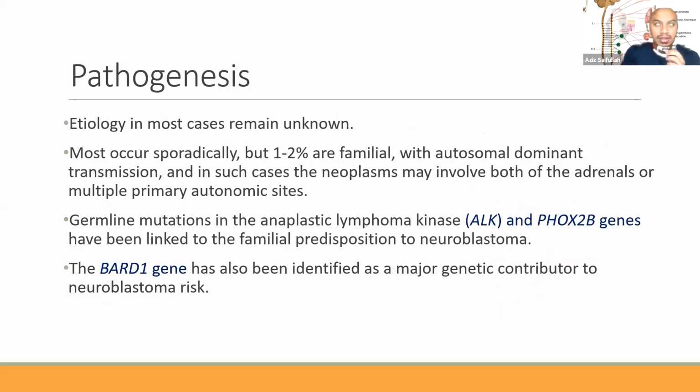Okay, next. The pathogenesis: the etiology in most cases remains unknown, but they have found a connection with mutations of proto-oncogenes and tumor suppressor genes, ALK and PHOX2B, which have been linked to familial predisposition. Most of the cases are sporadic in nature, however, 1 to 2% are familial, meaning they are related to genetic predisposition in the families. The BARD1 gene is also identified as a major genetic contributor to neuroblastoma risk.